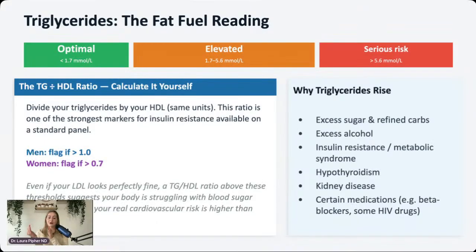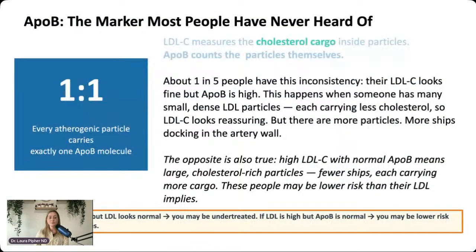This is kind of a way we can look behind the curtain and say, what is going on with the thyroid that we're maybe not catching in the direct thyroid panel? And then kidney disease can influence this, and certain medications, specifically beta blockers and some HIV drugs, can influence the triglyceride marker. Okay, next up is looking at something called ApoB.